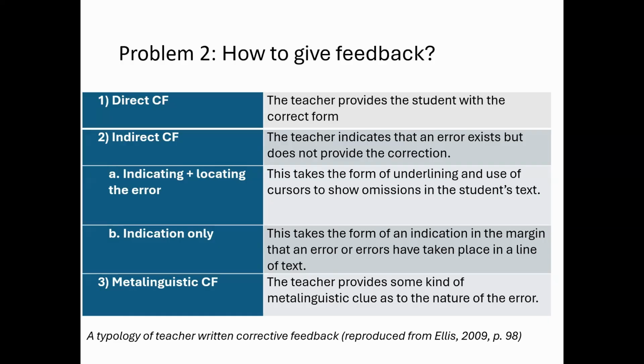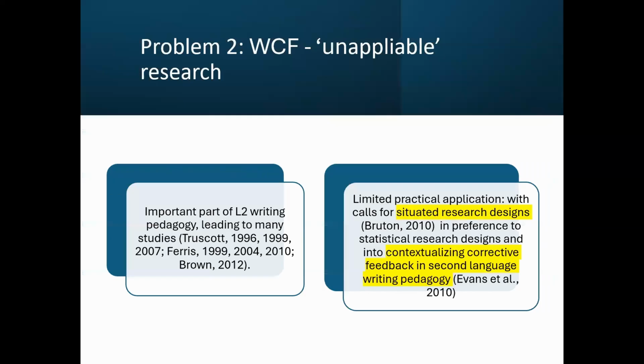You can indicate and locate the error. You can just indicate that an error has taken place. You can use metalinguistic corrective feedback. There's also electronic feedback, so lots of different types. So this has become an important part of second language writing pedagogy. And if you study perhaps a postgraduate course in second language writing, you might read up in this area and study this area.